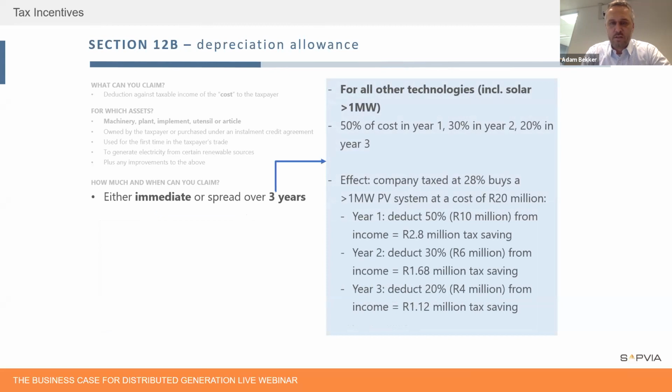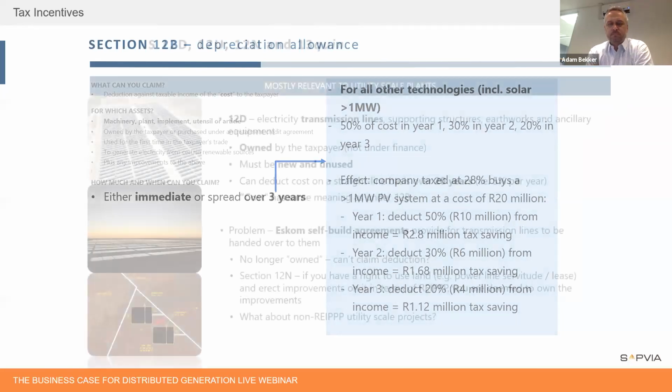Then for all other technologies and for any solar plant which is above 1 megawatt, you also have the accelerated deduction allowance, but you have to claim the allowance 50% in year 1, 30% in year 2, and 20% in year 3. So for larger systems and for technologies other than solar PV, you spread that deduction of the cost over 3 years. But it still provides a decent uptick in your returns from a project once you take that depreciation allowance into account. We can move to the next slide.